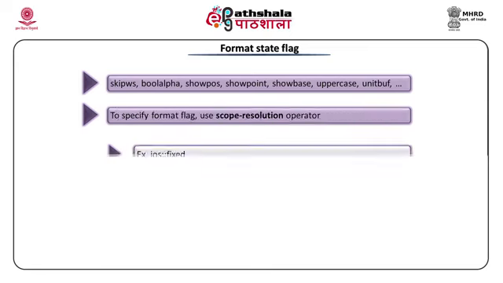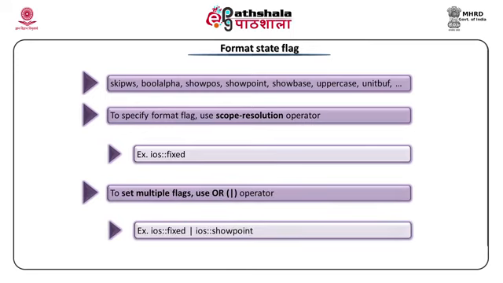To specify these format flags, we need to use the scope resolution operator. So, we should use it as ios:: which is the scope resolution operator, and then the actual bit, such as fixed. We can combine more than one flag together. For example, I want to use fixed point notation and I want to force showing the decimal point also. In that case, I will have to mention ios::fixed vertical bar, that is the bitwise OR operation, ios::showpoint.